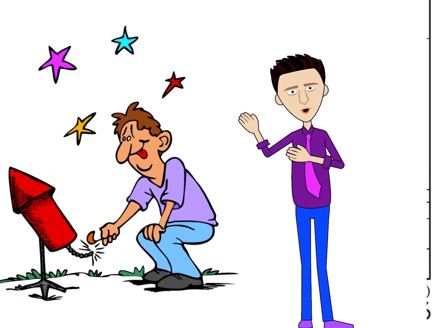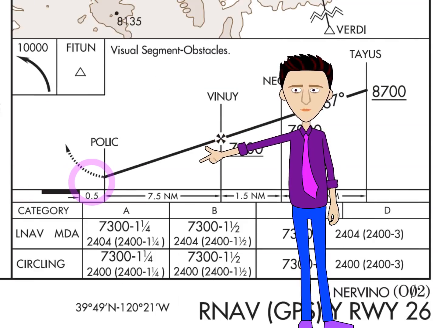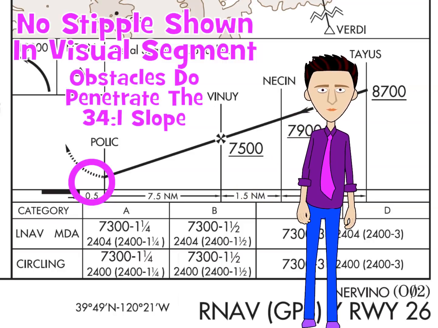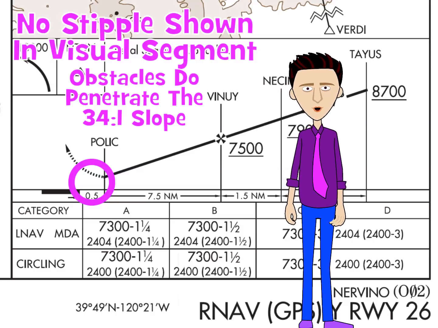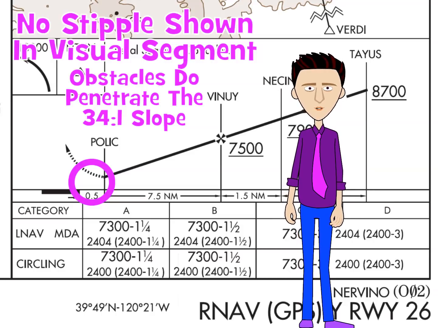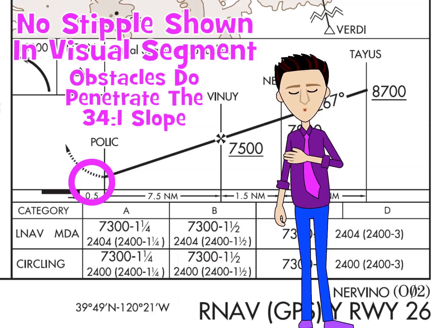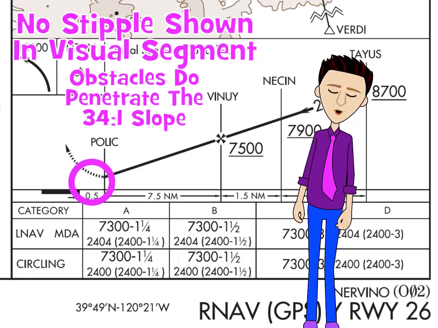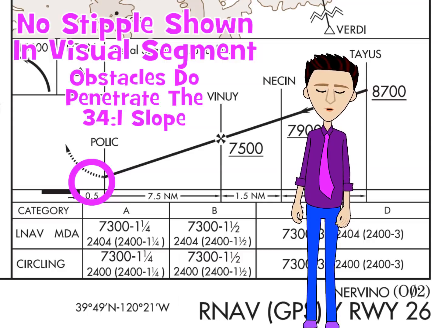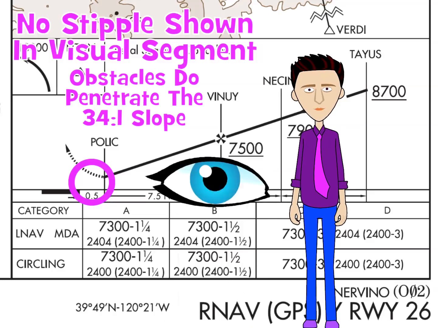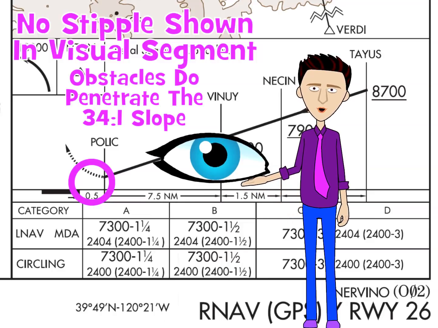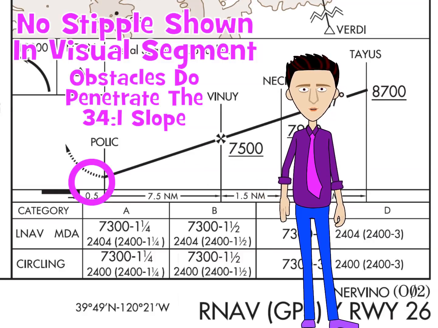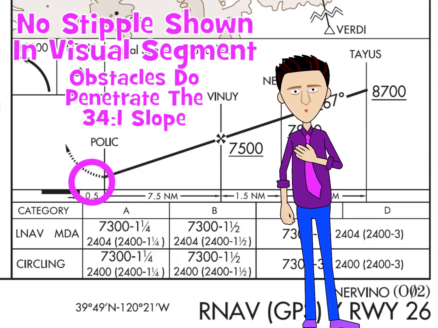On the other hand, absence of the stipple, the gray shaded arrow on an RNAV approach, indicates that obstacles do penetrate the 34-to-1 slope on this RNAV approach. In this instance, the use of the advisory vertical glide slope shouldn't be expected to keep you clear of obstacles in the visual segment. And here is where your best obstacle avoidance tool is known as your eyeballs.